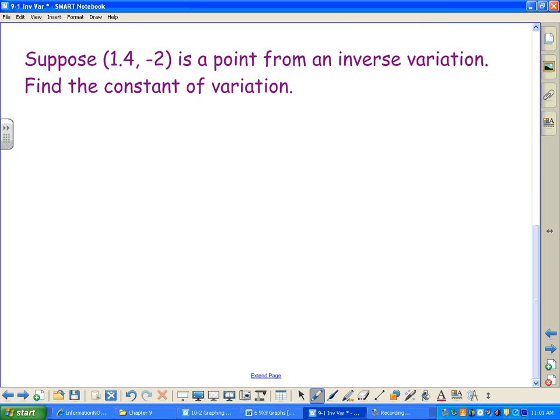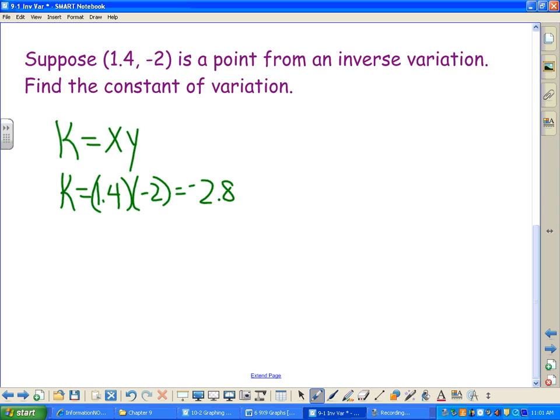It says, suppose (1.4, -2) is a point from an inverse variation. So one of those graphs like I just got done drawing. It says, find the constant of variation. Find k. Good, some of you already have it. John, how did you get that? Yeah. If it's an inverse variation, you should know that the constant k is just x times y. They give you an x and a y value, don't they? So all you have to do is multiply those two, 1.4 times negative 2, and you have negative 2.8. Okay? Any questions on that?